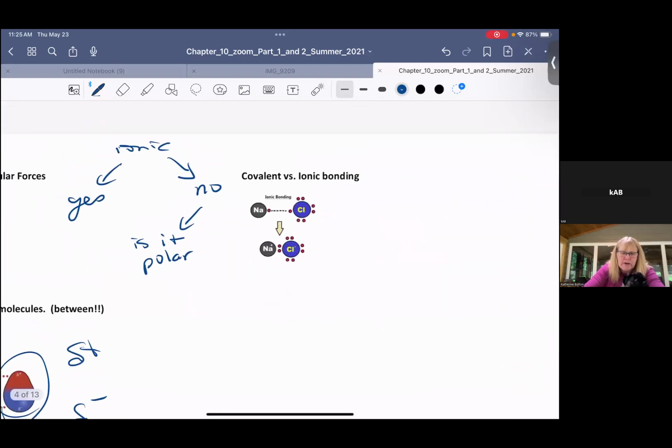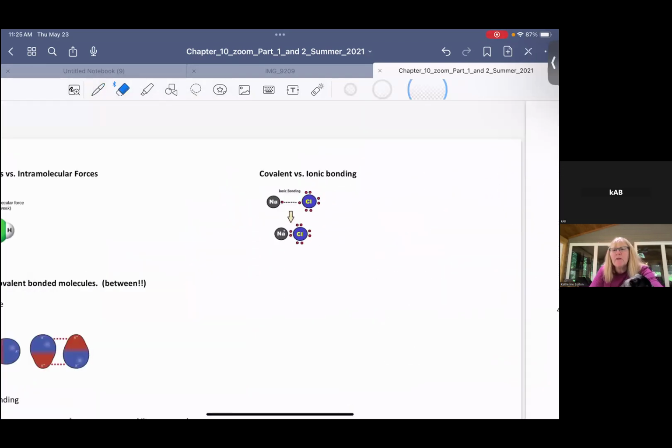All right, so we're going to take a look at inter and intramolecular forces.